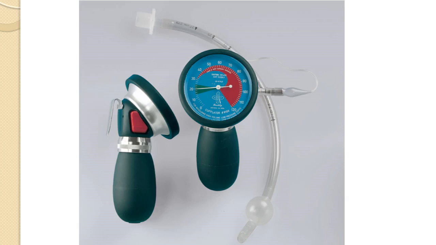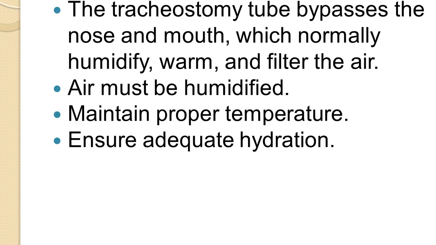And this is the cuff pressure gauge that they hook up to that little end of the cuff to determine if it has enough pressure in it, to make sure that we have an adequate seal but not too much pressure that it causes pressure on the very delicate tissues in the trachea, causing that tissue to become ischemic.